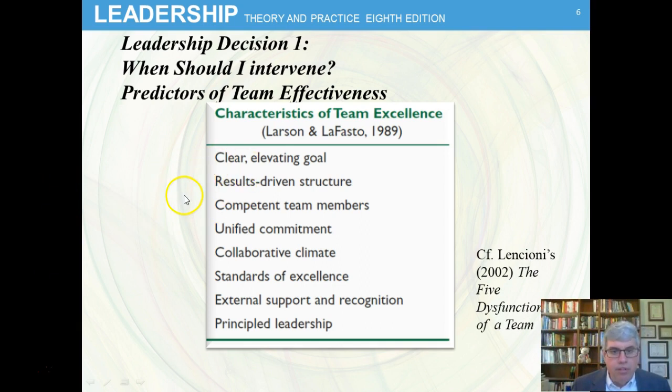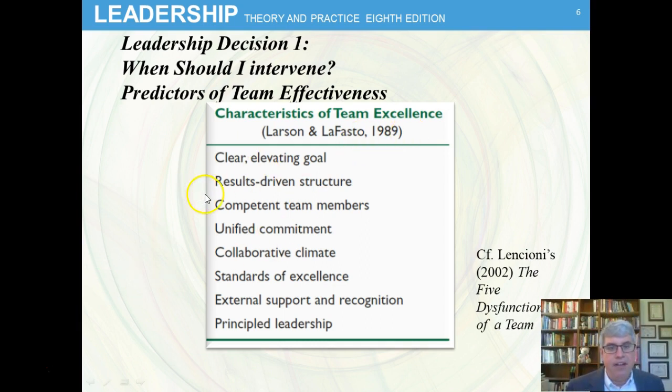It needs to have a results-driven structure. The way that the team is set up, the way that people communicate with each other, the way that decisions are made need to be focused not simply on making everybody happy or filling some administrative requirements, but focused to get the results that are desired.